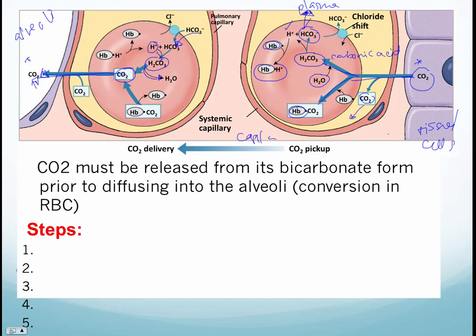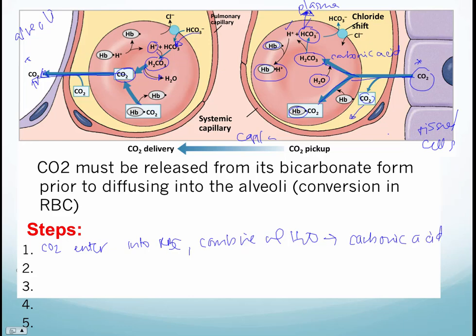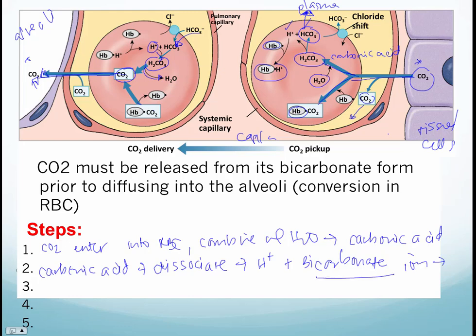So first step is going to happen, carbon dioxide is going to enter into the red blood cell and combine with water to form carbonic acid. Carbonic acid is going to dissociate to form hydrogen and bicarbonate ion. And this bicarbonate ion is going to leave our red blood cell and circulate in the plasma.